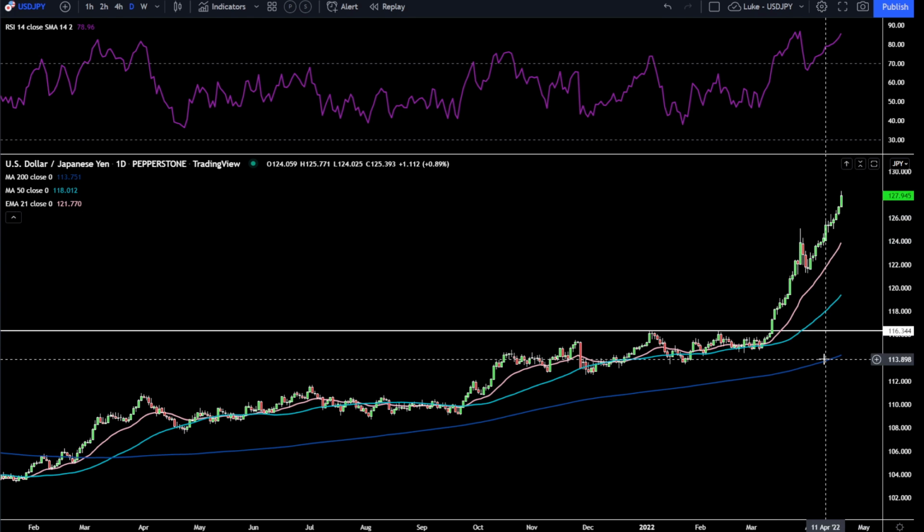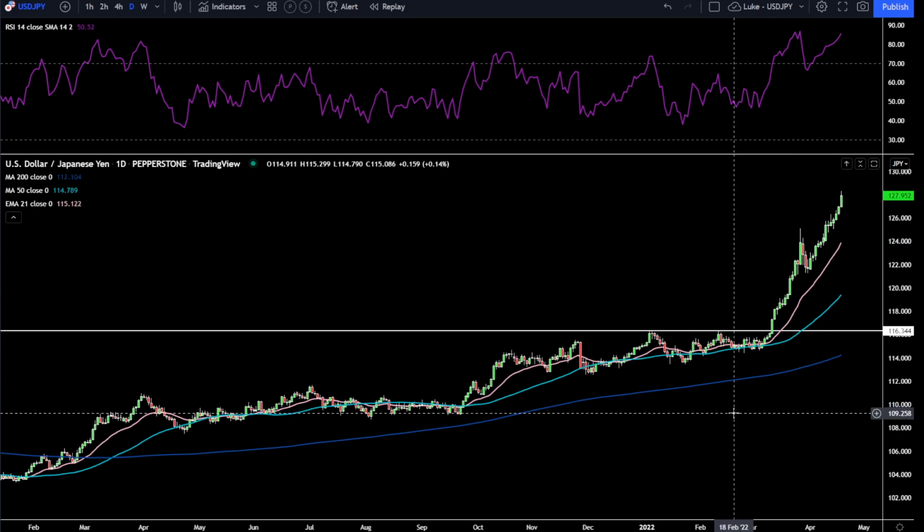But I think 130 is a new line in the sand now for the Japanese yen. We've heard from government officials that that's sort of where it could be. So we'll have to see if we get any further jawboning or any policy action from them. But US dollar JPY continues to surge higher as those US yields push higher.